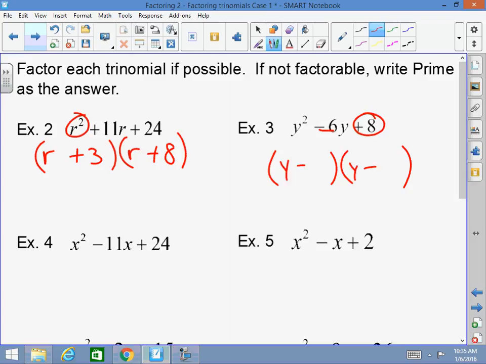Now, don't let that stress you out, okay? Let's pretend that you didn't remember that it was a minus minus. Go to the original question, though. What times what is positive 8, but when added together is negative 6? Negative 4 and negative 2. So even if you didn't remember it was negative negative, you would have put a negative 4 and a negative 2 here, correct?